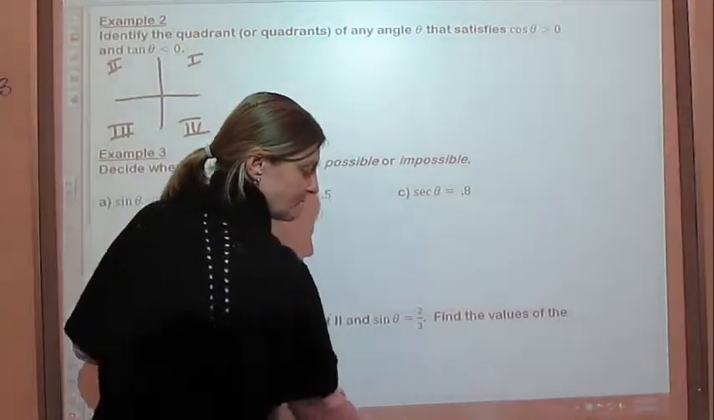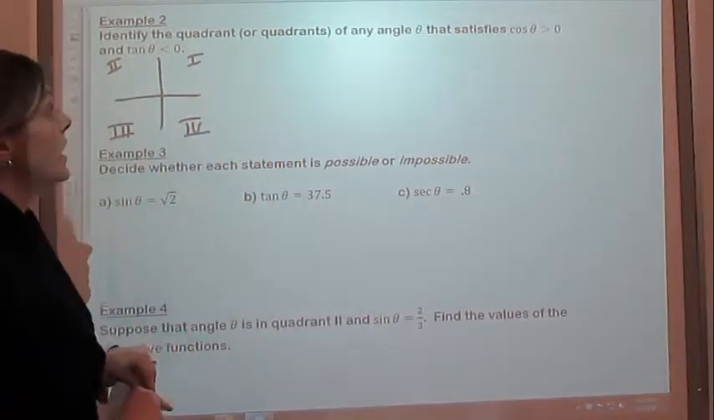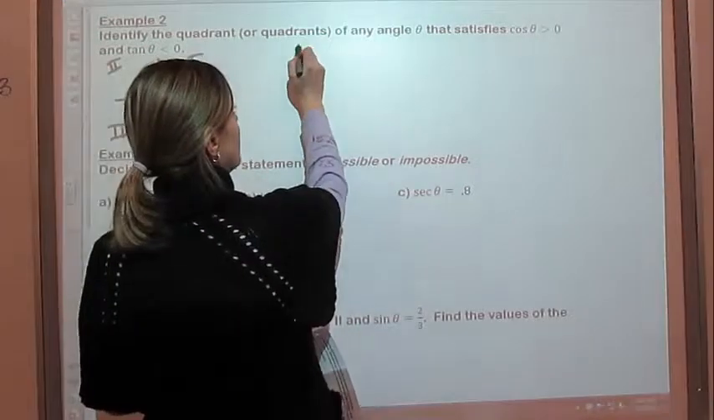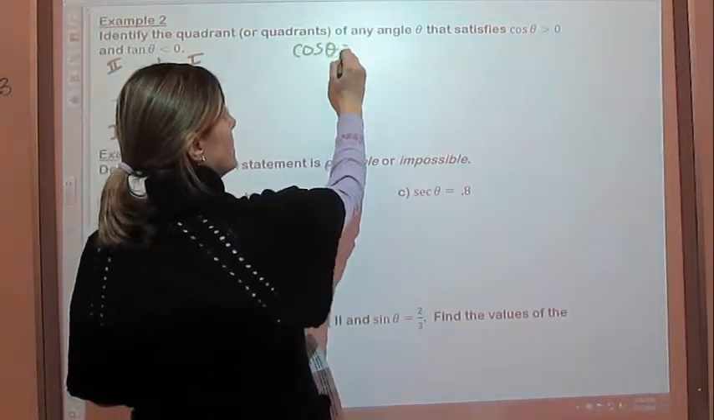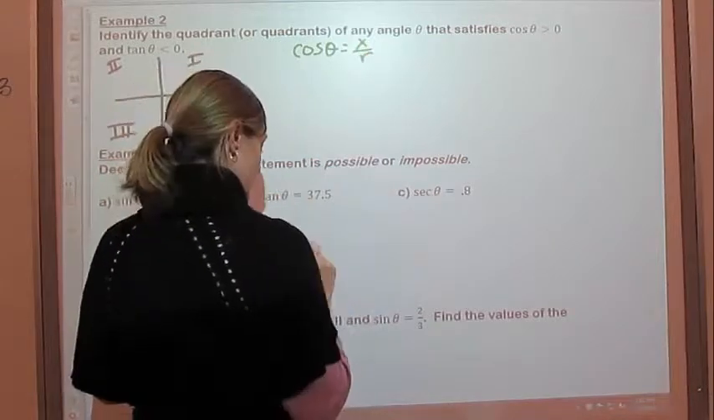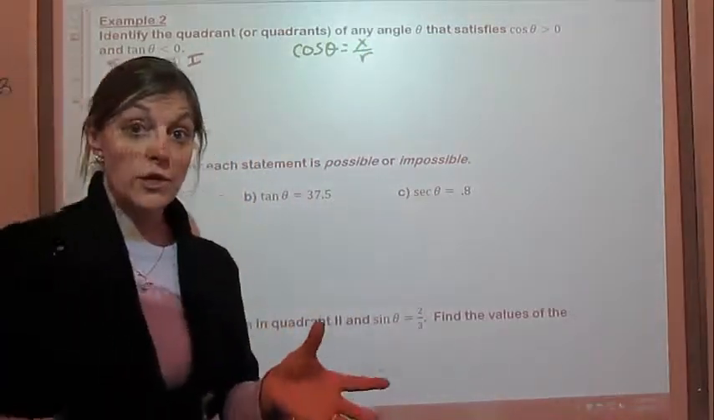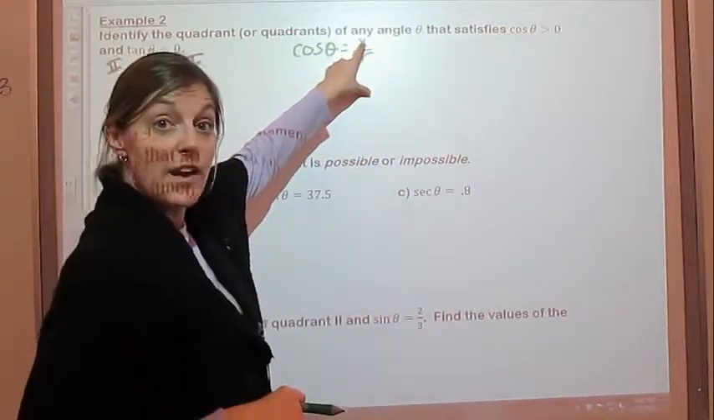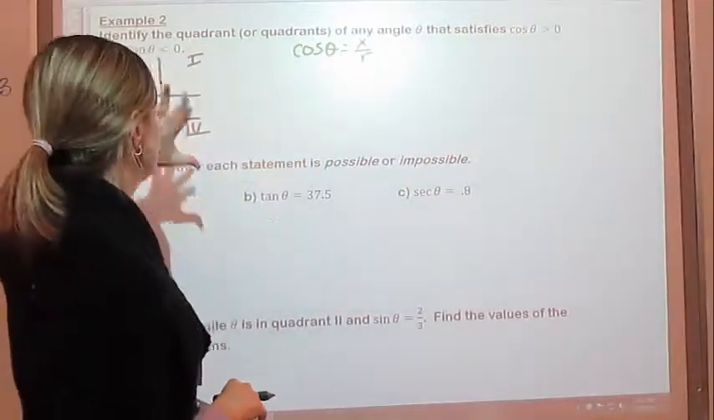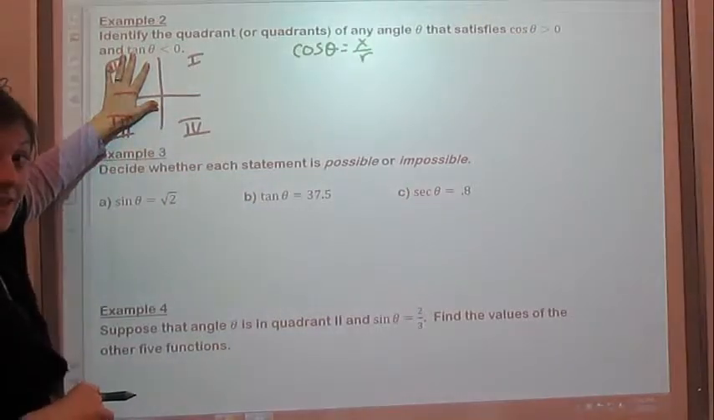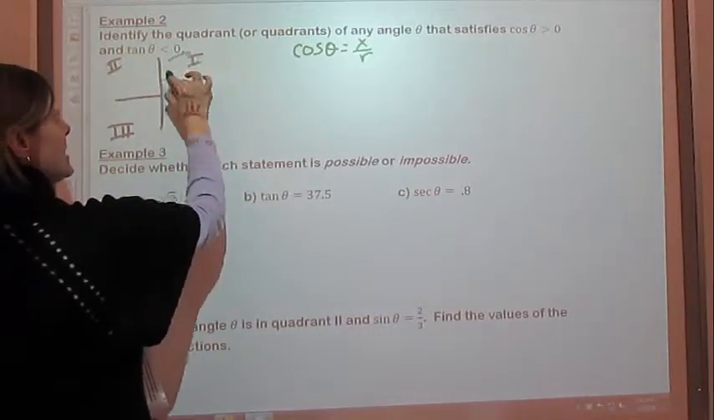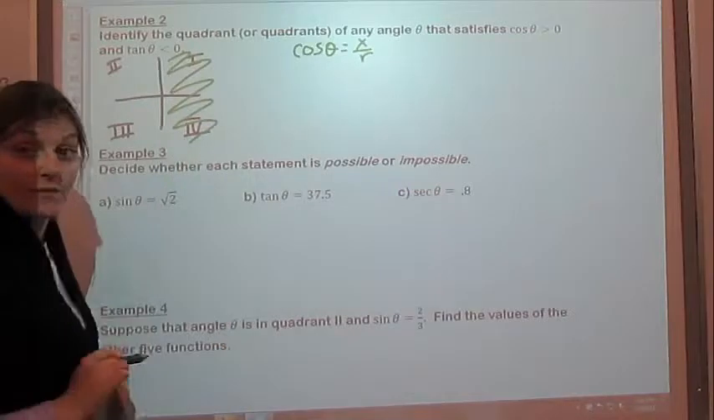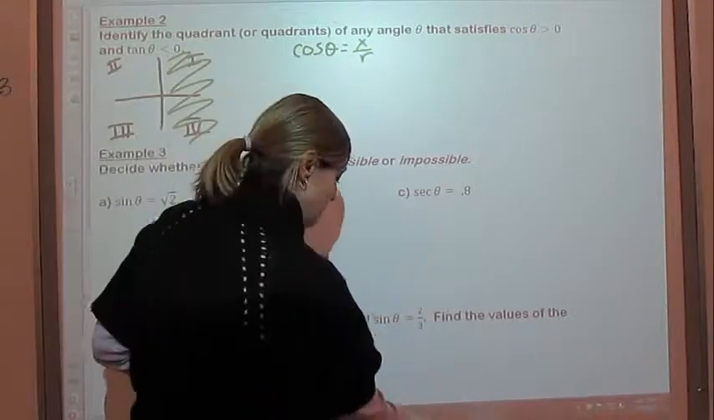Now remember, cosine is x over r. Okay, so remember that r is always positive. So if we need cosine to be positive, we need the x value to be positive. Okay, so x is not positive in the second and third quadrants, but it is in the first and fourth. Okay, so that satisfies that one.